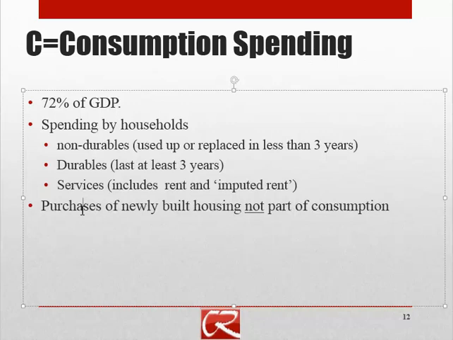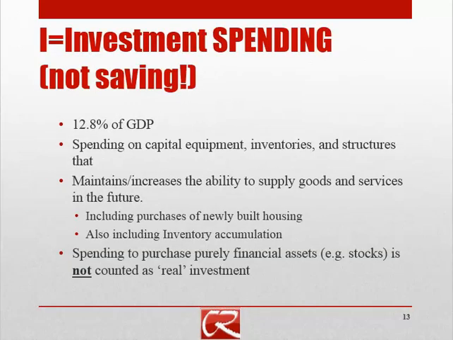Purchases of newly built housing are actually not part of consumption, and that's a little bit arbitrary, but once we think about it, it'll actually make sense. To see that, we're going to move on to our next category, investment spending. And this is a very tricky category for people. Investment spending is spending on actual stuff that enhances the economy's ability to produce goods and services. So if a company buys a factory or builds a factory and puts some equipment in it, that counts as investment spending. It spent money to acquire something that raised productivity.